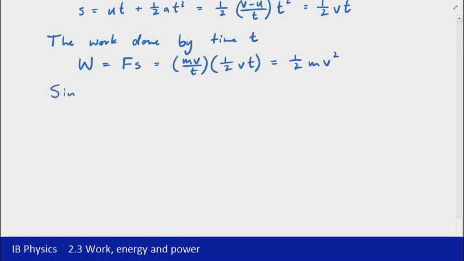And coming back to that idea again, work done on an object means that it gains energy.